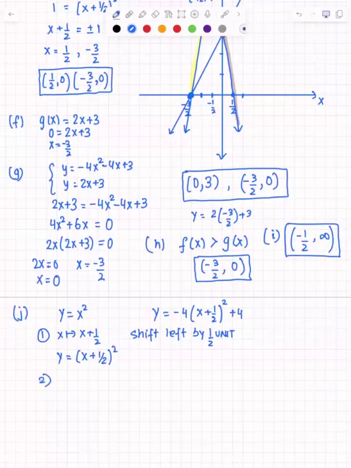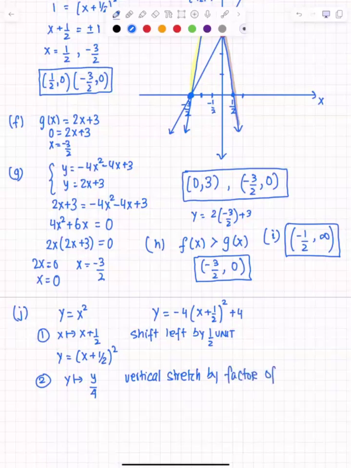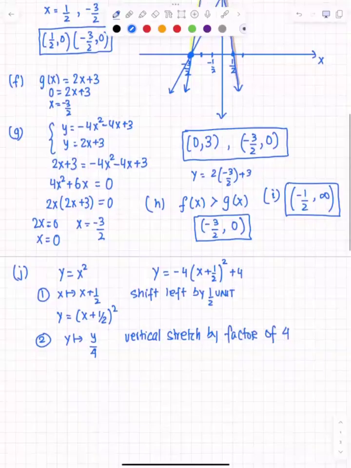Second thing we're going to do, I'm going to replace y with y divided by 4. So the moment I do that, I do the opposite action. I'm multiplying all the y values by 4. So this is a vertical stretch by a factor of 4. So let's change it in the equation. So y over 4 equals x plus half squared. Multiply both sides by 4. We get this.